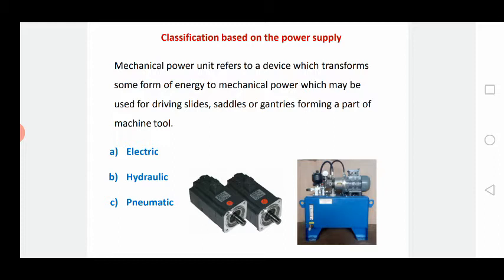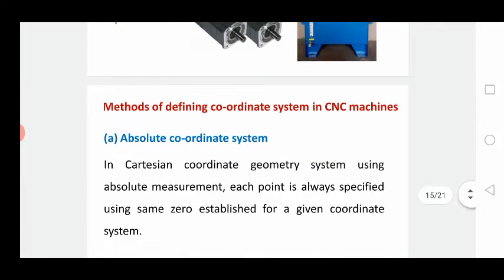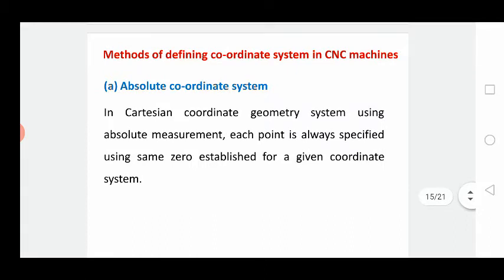These actuators are run by electric power, hydraulic power and pneumatic power. In electric we use servo motors, in hydraulic we have hydraulic motors, and pneumatic motors we have. So based on the power supply we classify the CNC machines as electric, hydraulic and pneumatic type of CNC machines.